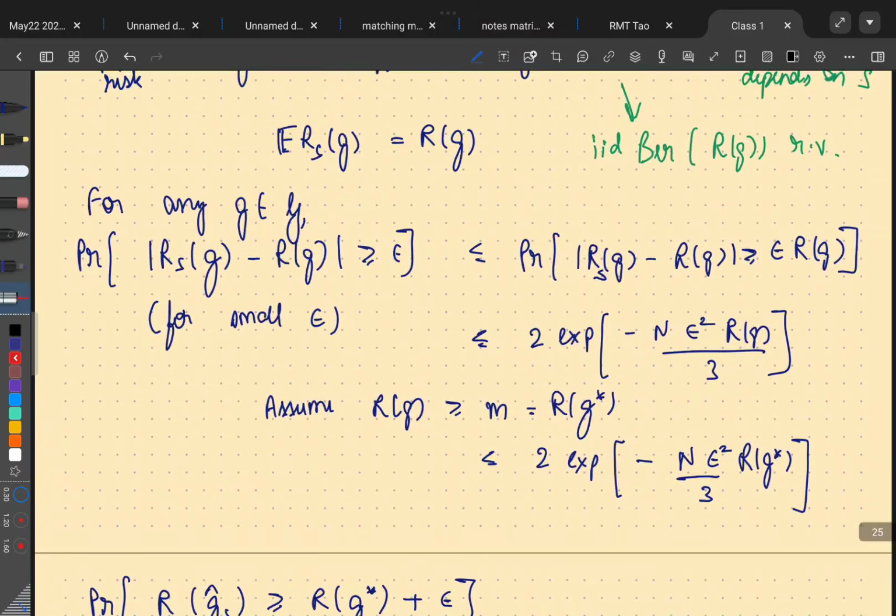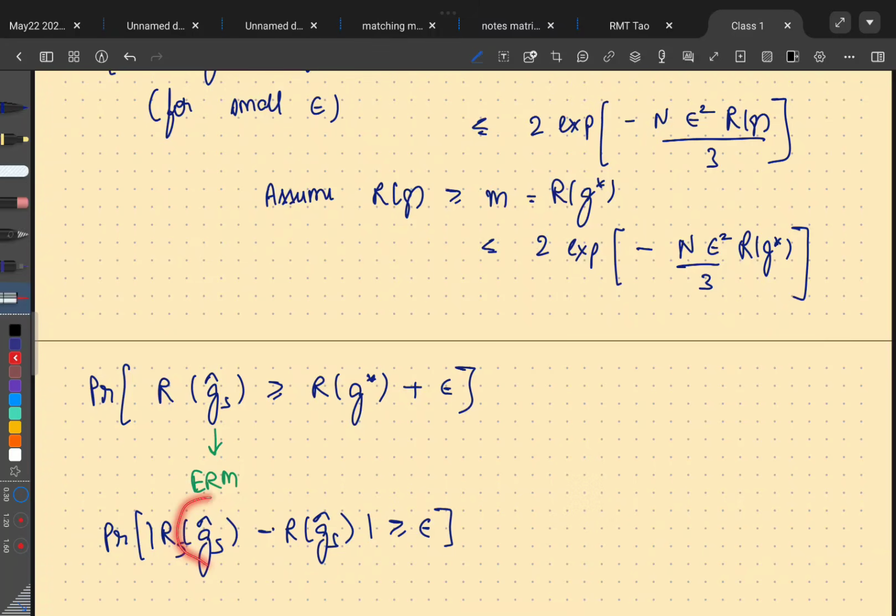So in the previous case, what was G? Anything, but anything fixed. Any fixed G. What about this? It's the empirical risk minimizer, correct. And therefore it depends on S. GS hat depends on S. So GS hat is a random quantity.